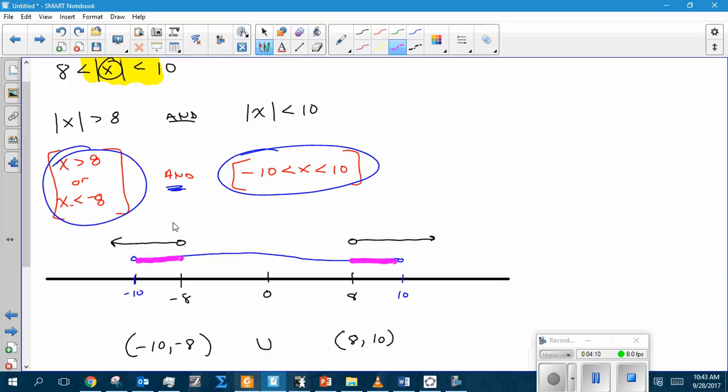So that makes sense. These values, I think these were probably pretty obvious that those should be part of our solution. But these, maybe not so obvious. And that's what this process will provide, is the addition of these.